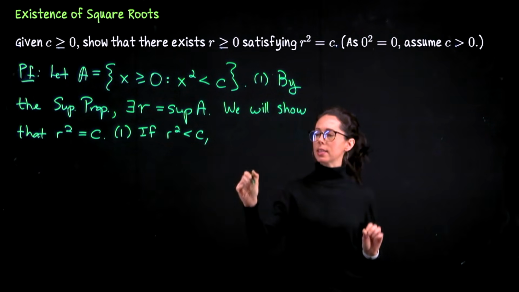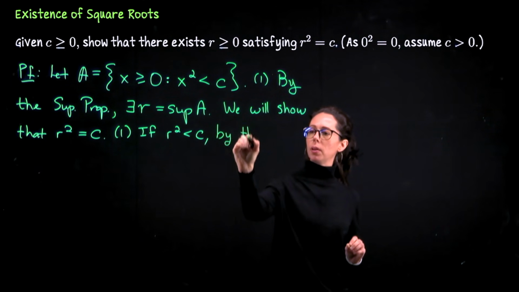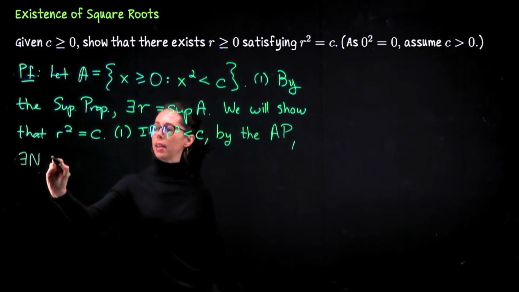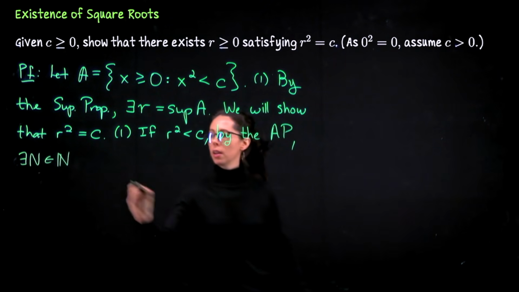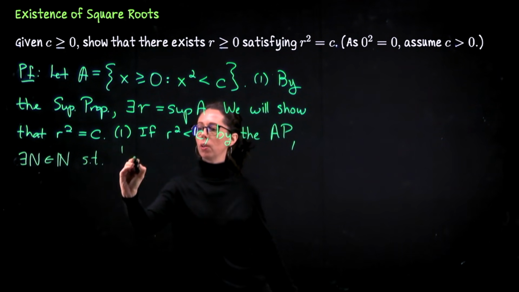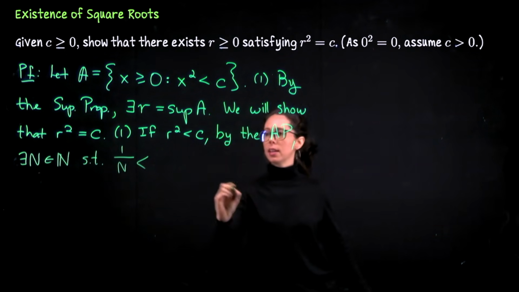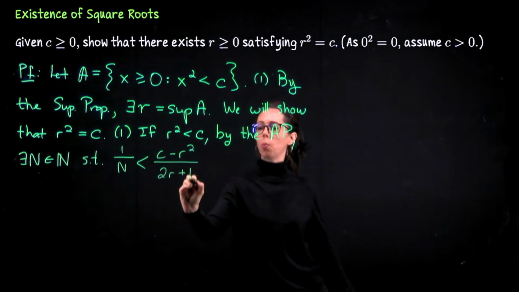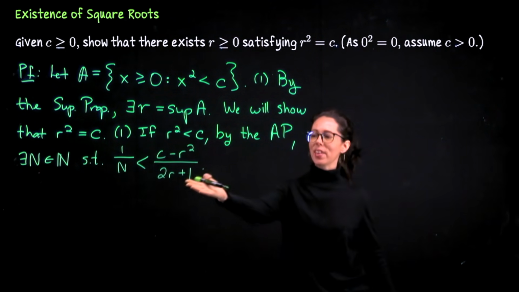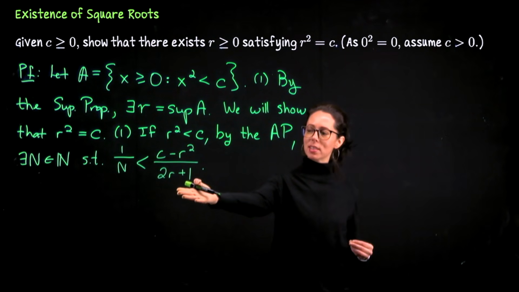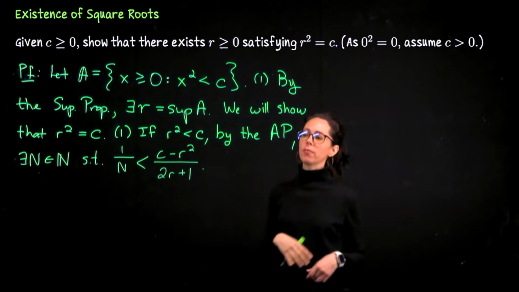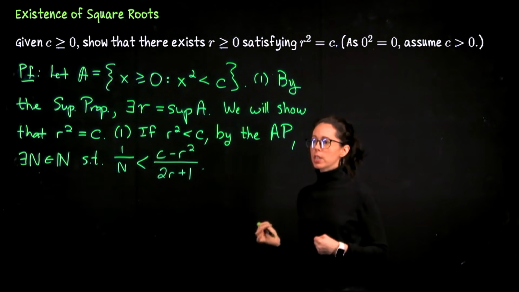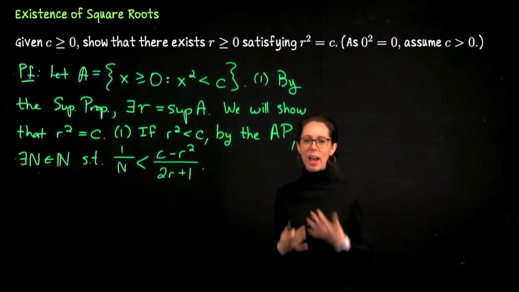So if r squared is less than c, by the Archimedean principle, there exists capital N from the set of natural numbers so that its reciprocal, 1 over n, is less than (c minus r squared) divided by (2r plus 1). Okay, so this is the thing. I'm just going to give it to you right now and show you that it works. Then I'll show you how I got this. And then for the second case, I'll let you think about what needs to go here.